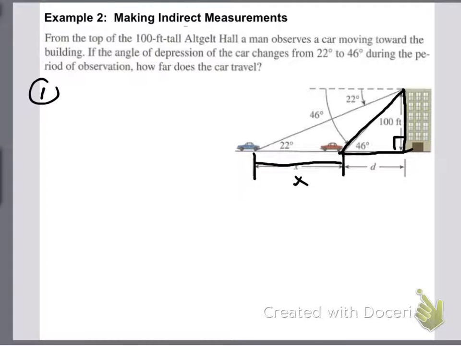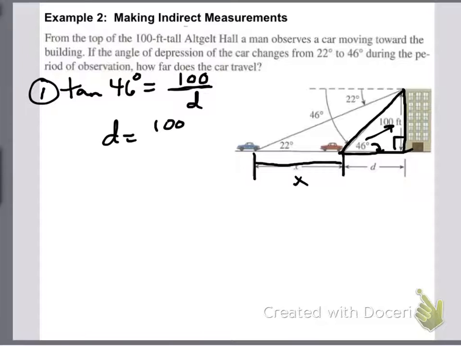So, part one of this problem. Tangent is opposite over adjacent. So the tangent of 46 degrees equals 100 over d. So d is 100 divided by tan 46. When I divide that, I get about 96.6. So this is 96.6.